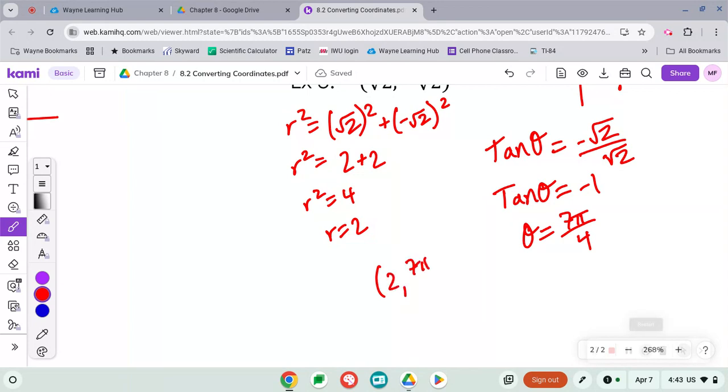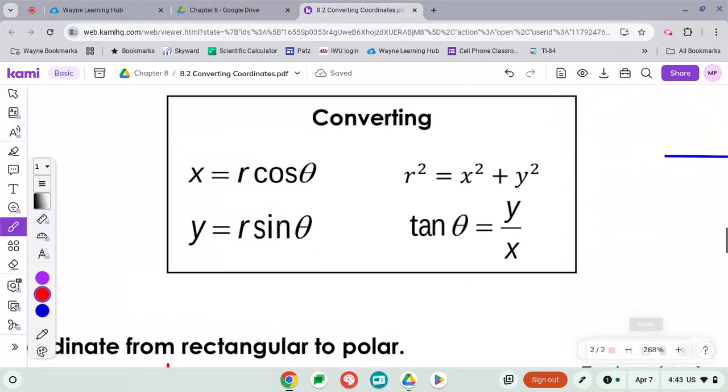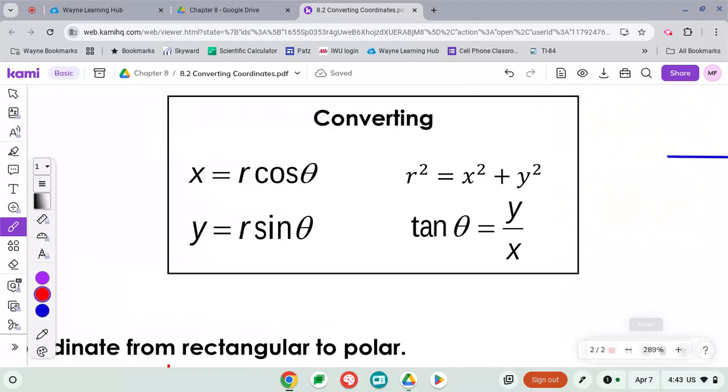So go ahead, finish this delta. There's a few practice going each way. If you forget, always go ahead and look right up here. You can convert using these formulas.